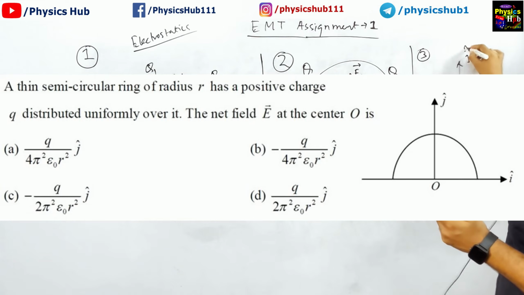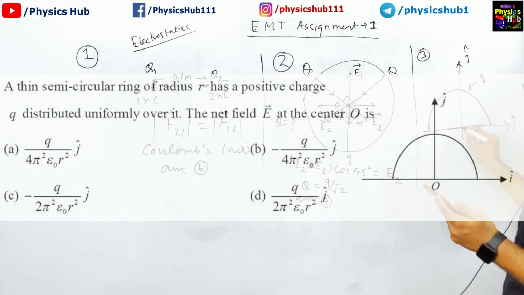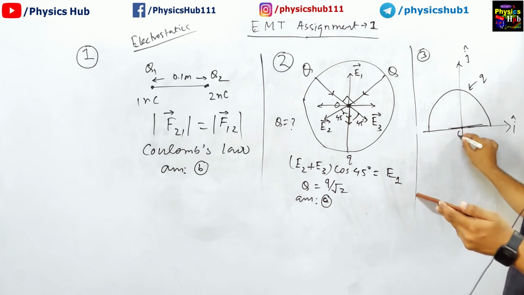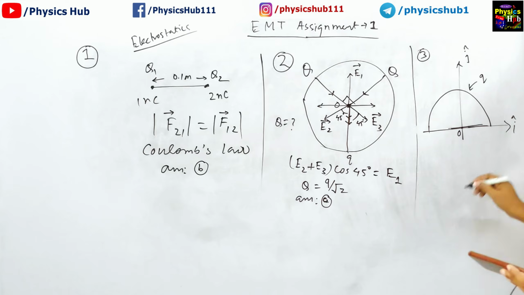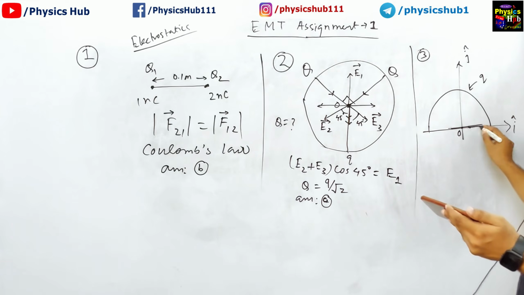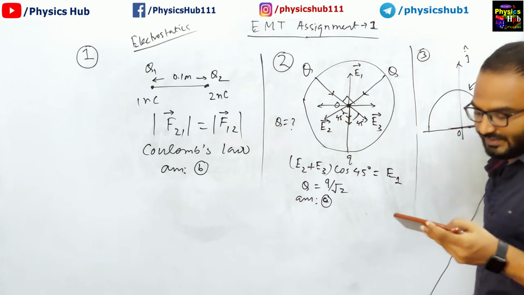So this is J cap and the charge Q is distributed over a thin semicircular arc. This charge Q is distributed over it. This is, let's say, the point O. The net electric field at the center O is. So what can you do to solve this problem? It's a very easy problem.